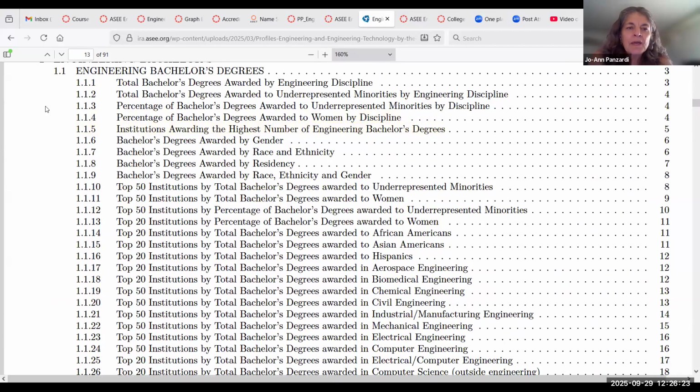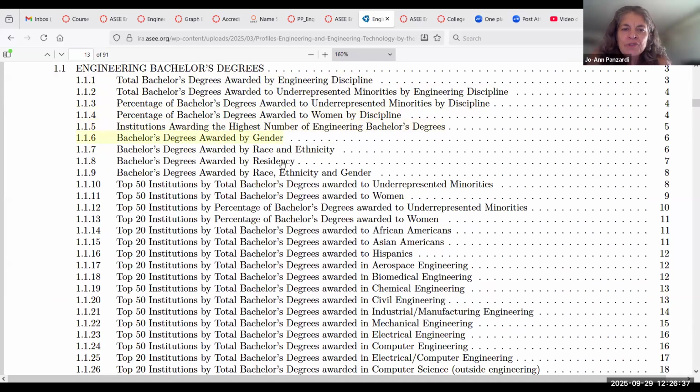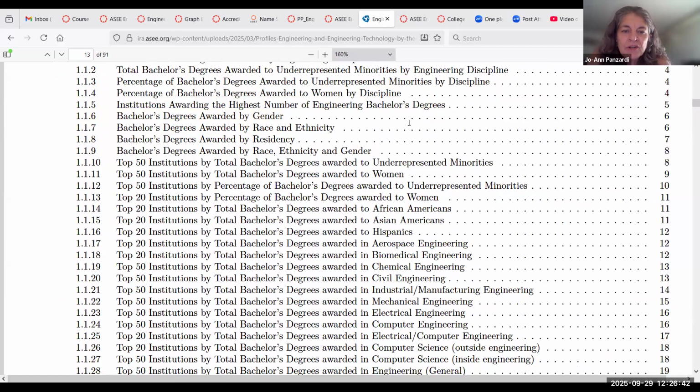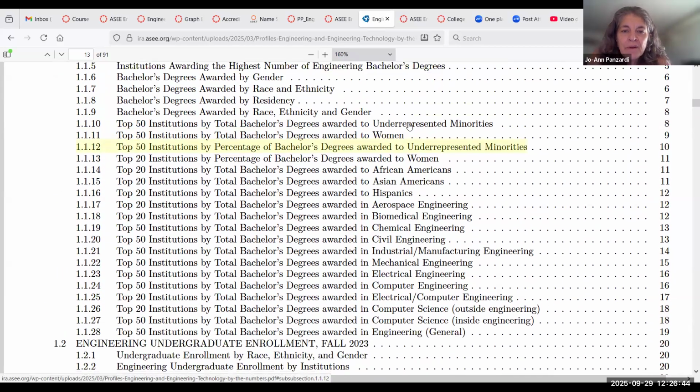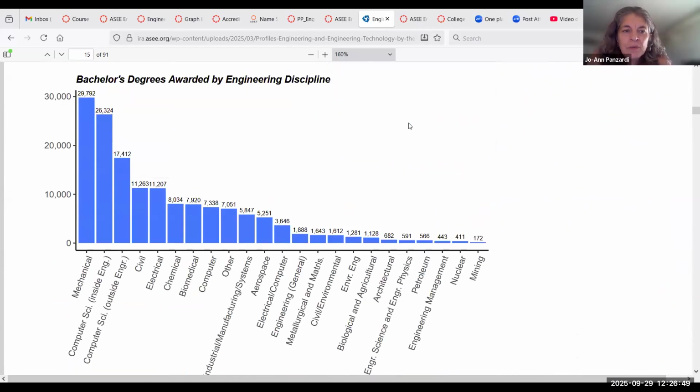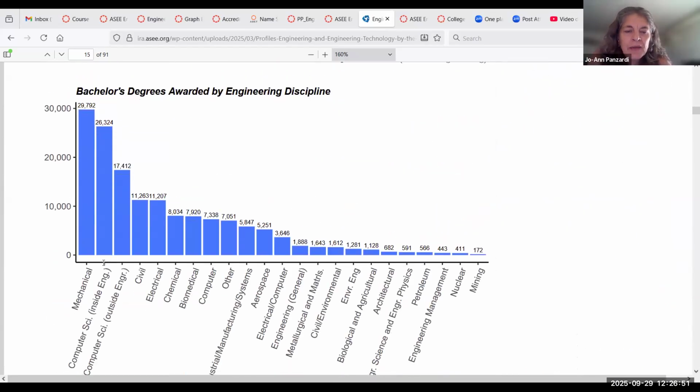So they're showing you the total number of bachelor's degrees awarded by engineering discipline, awarded to underrepresented minorities, awarded to women, which universities gave the most degrees, what are the bachelor's degrees awarded by gender. There's so much data in here. So let's just go down and look at one of them. So we can look at this and see, oh, okay, on the x-axis, it's all the degrees in engineering. And on the y-axis, it represents the thousands of students.